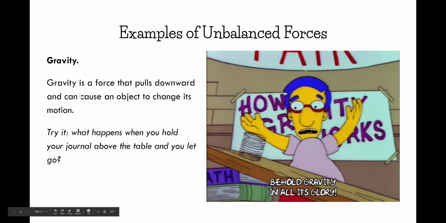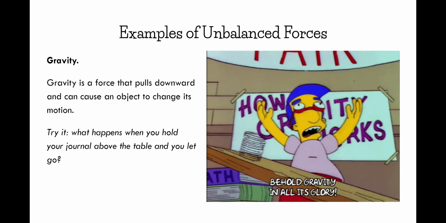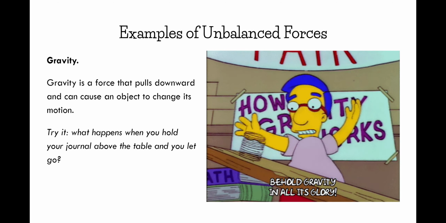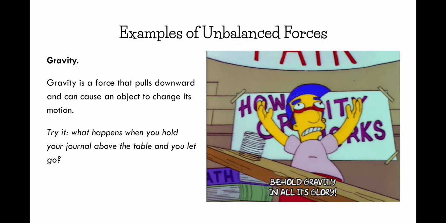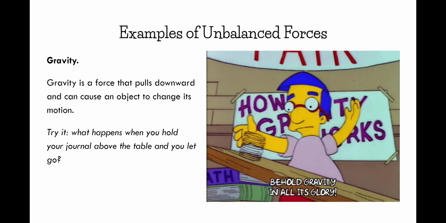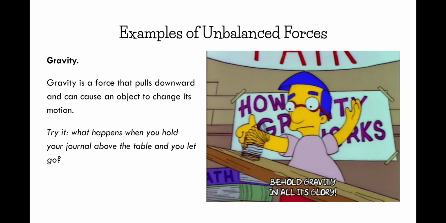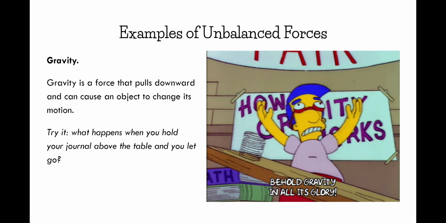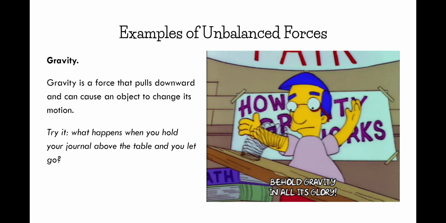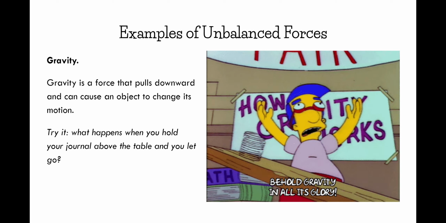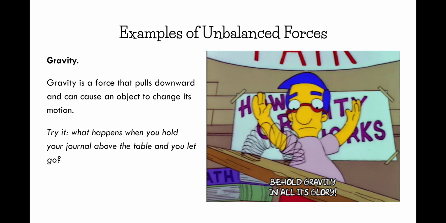Another example of an unbalanced force that acts on you constantly is gravity. Gravity is an unbalanced force that pulls downward and causes an object to change its motion. I mean, think about it. If you try to hold a book or a pencil or whatever you have around you above your head, and drop it, gravity is the unbalanced force that causes the change in the motion of the object.